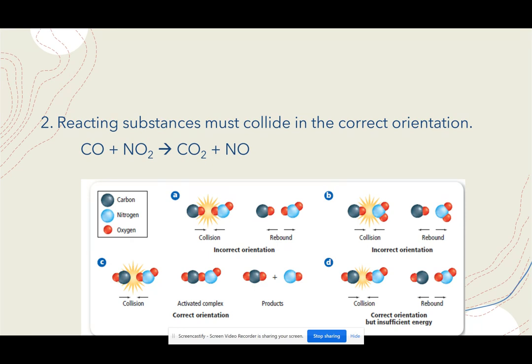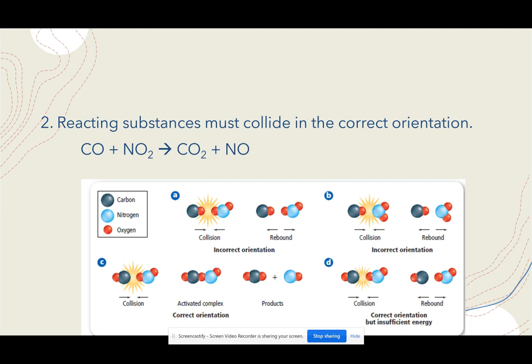So I have this carbon monoxide reacting with nitrogen dioxide to form carbon dioxide plus nitrogen monoxide. Basically, the nitrogen dioxide is just giving oxygen to the carbon monoxide, right? And so in order for that to occur, those two molecules have to collide in the correct orientation. So in A, when the two oxygens are colliding with each other, that's not the correct orientation. The molecules just bounce apart, rebound, unreacted. In B, where the oxygen from the carbon monoxide is hitting the nitrogen, again, that's the incorrect orientation. They just bounce apart unreacted. C is the correct orientation, where the carbon from the carbon monoxide is hitting the oxygen from the nitrogen dioxide.